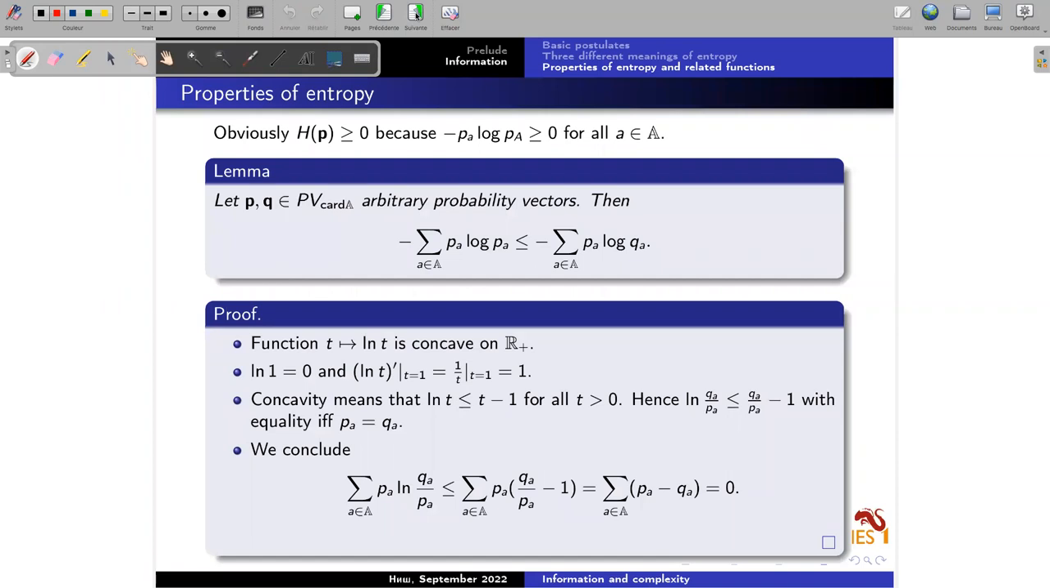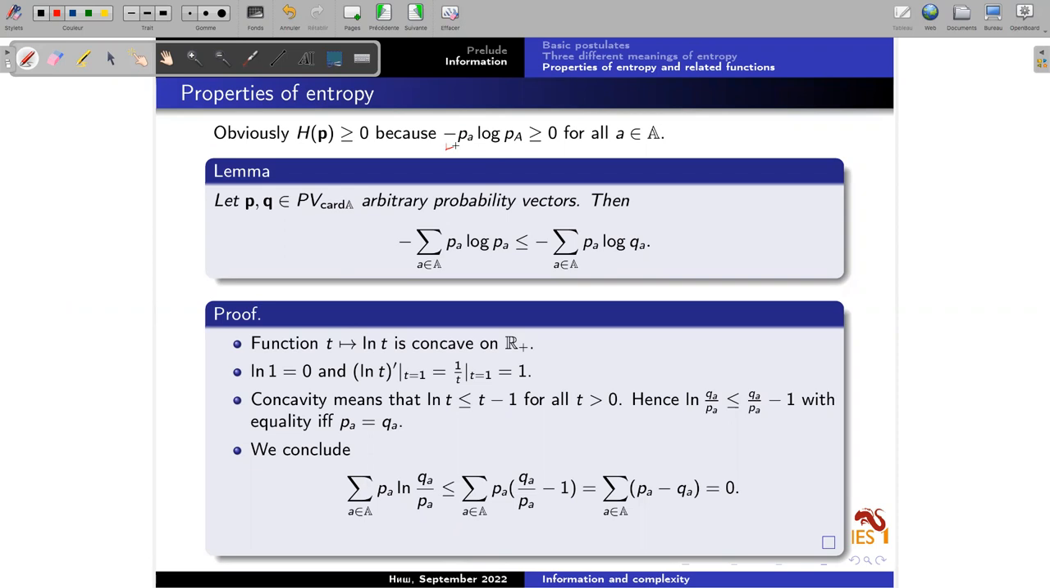The entropy, of course, is positive because the minus sign is precisely there to ensure positivity, because P is probability, so it's between 0 and 1, so the logarithm is negative. So the minus sign here is just to remove the negativity of the logarithm. So this is what is always positive.